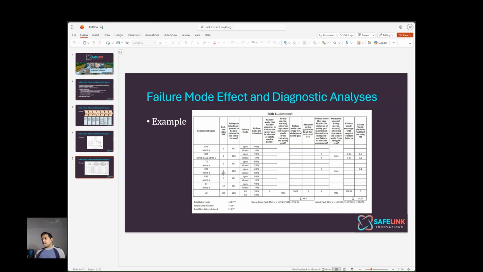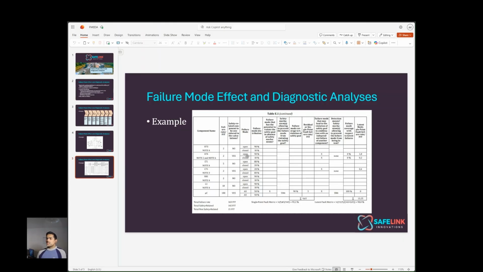Once we have the failure rate, or FIT as they call it, estimated for the component, then we have to determine if a failure of the component can lead to a safety goal violation. It may be that it's nothing to do with safety, so if the component fails, it might be okay, in which case it would be a no. If it's yes, it means that it is required from a safety standpoint. Then comes the failure mode distribution.